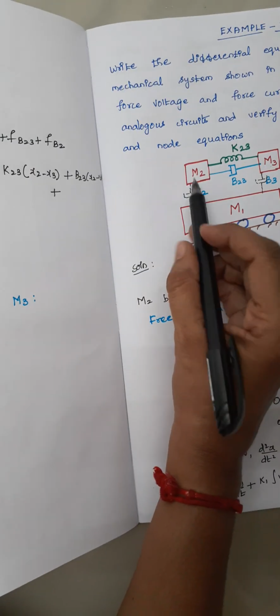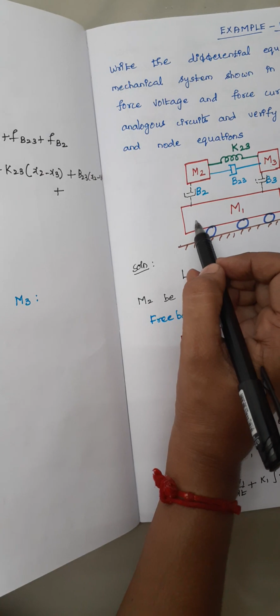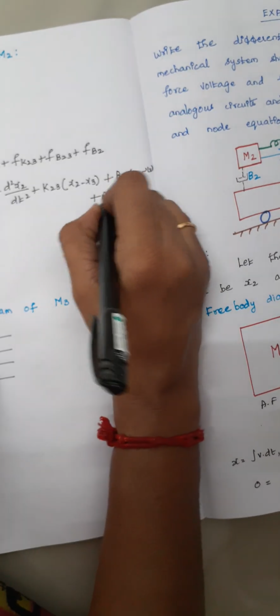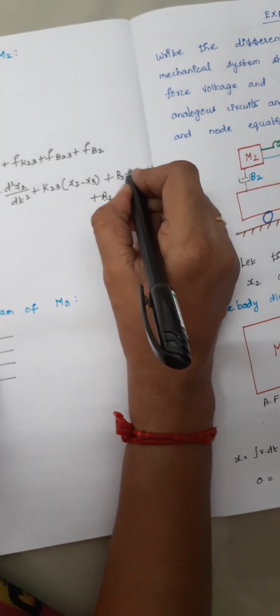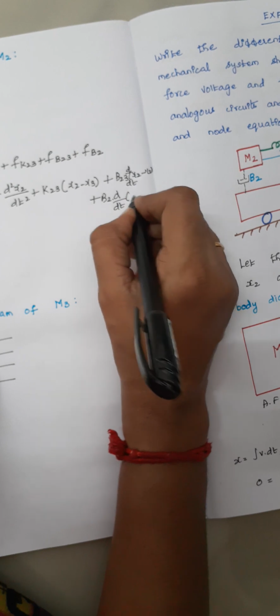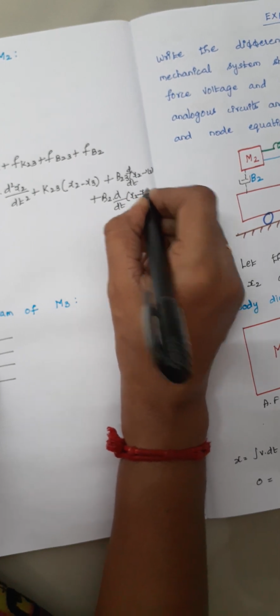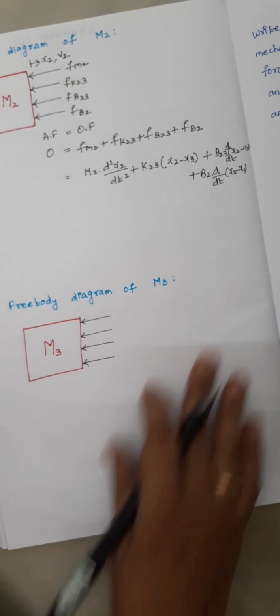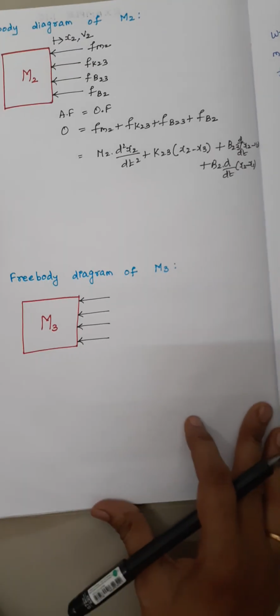This B2 is connected between M2 and M1. So here I have to write it as B2 into d by dt of x2 minus x1, right? So again here I have to replace displacement in terms of velocity.